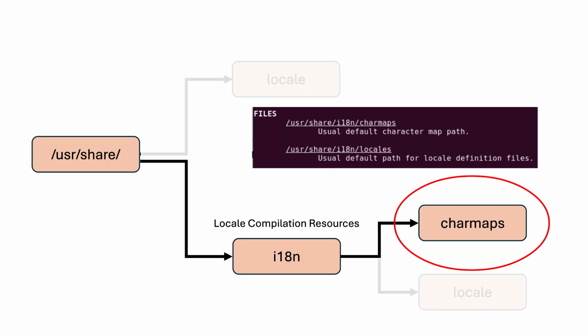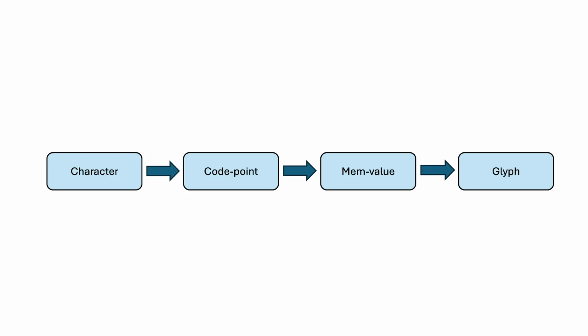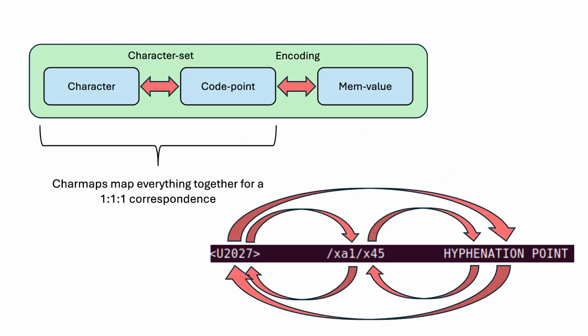As charmap files are considered resources for compiling locales, they are present within the /usr/share/i18n directory reserved by glibc for storing locale compilation resources, more specifically the charmaps subdirectory. As we have extensively discussed in the character set video, character names and code points are different layers of abstraction. Character sets map symbolic names to code points, with encoding schemes mapping code points to encoded values used in memory. Charmap files bundle the two of these aspects into one, mapping everything to each other.